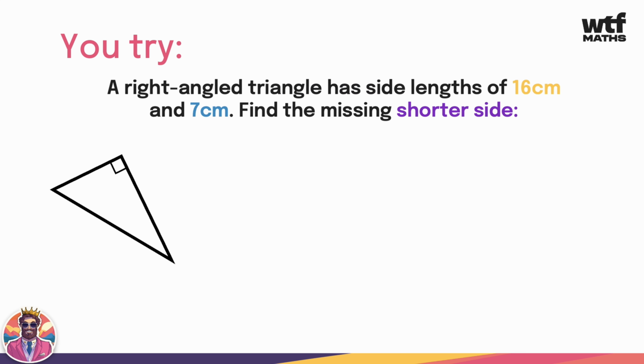Here's a question for you to try. A right angled triangle has side lengths of 16 centimeters and 7 centimeters. Find the missing shorter side. So if you could please pause the video and give it a go, and hopefully you'll get it right.